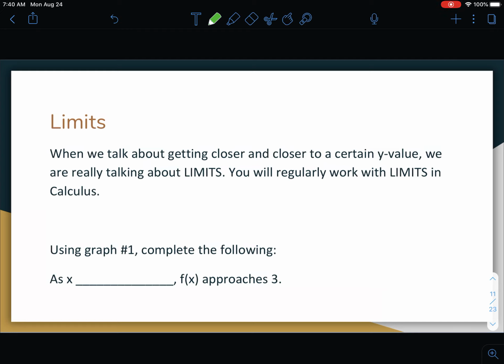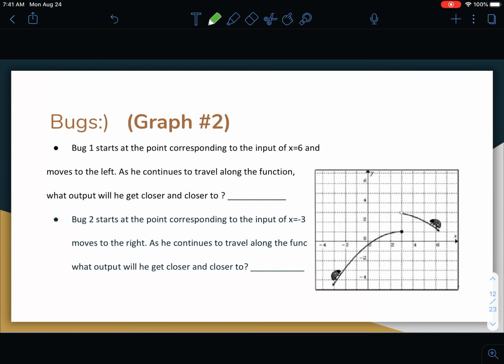Okay, limits. When we talk about getting closer and closer to a certain y value like we just did, we're really talking about limits. And in calculus, you're going to see this very regularly. Using graph 1, complete the following. So that same graph we were looking at, as x approaches infinity, f of x approaches 3. So if I put in 100 for x, we're going to be closer and closer to 3. If we put in 2,000, we're going to be closer to 3. So as x, the input, gets bigger and bigger, the output is going to approach that 3 value.